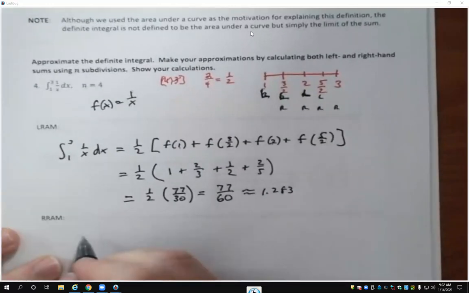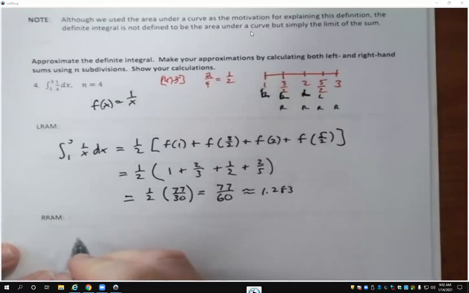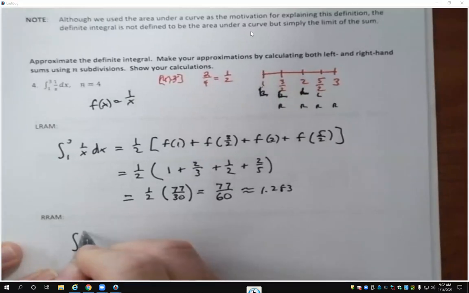All right, so now we're going to do any questions on the LRAM and any values we got? All right, so now we're going to do an RRAM.